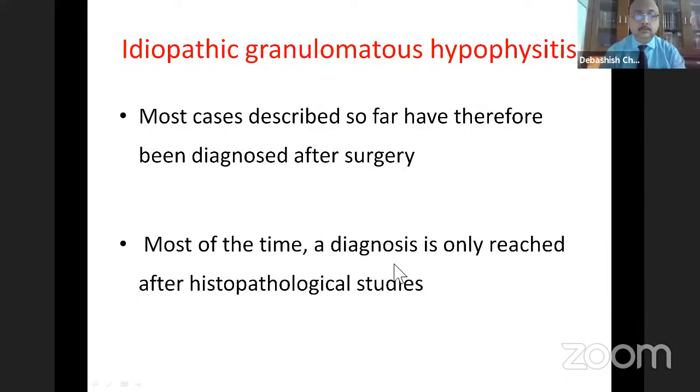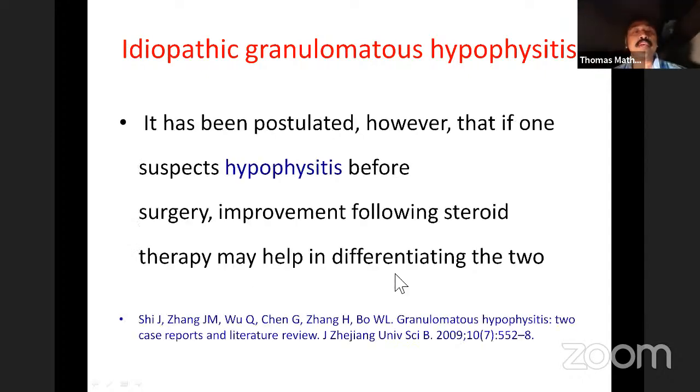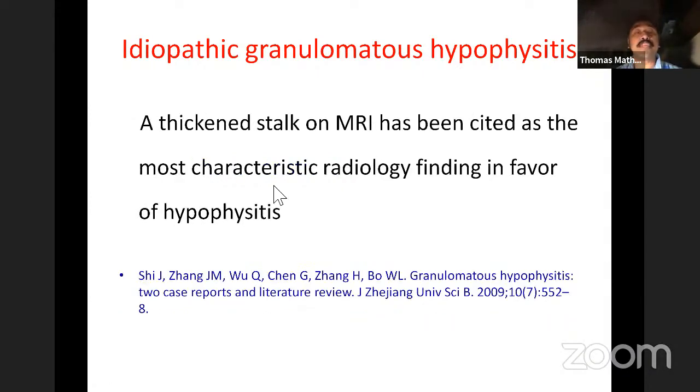And if there is no optic chiasmal compression and no urgency, we may give a course of steroids, and they will respond beautifully, and you can do a repeat scan after 6 to 8 weeks. It has been postulated that if one suspects hypophysitis before surgery, improvement following steroid therapy may help in differentiating the two. In a way, we may avoid a major surgery and treat these patients successfully. A thickened stalk on MRI has been cited as the most characteristic radiological finding in favor of idiopathic granulomatous hypophysitis.